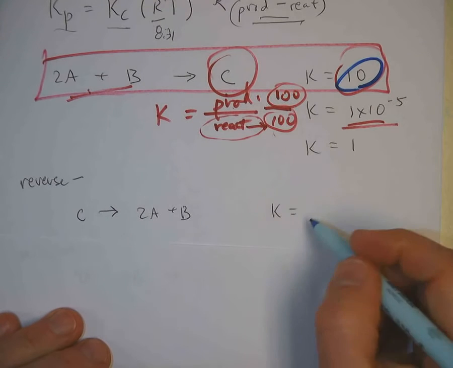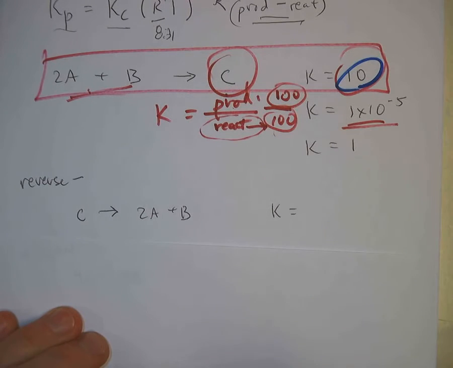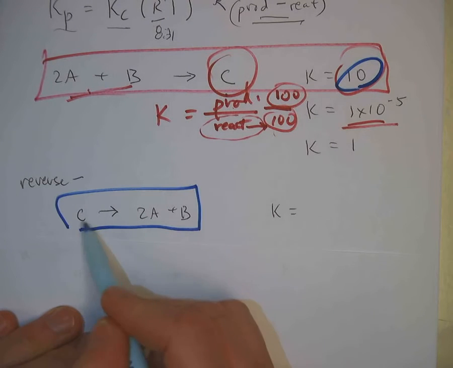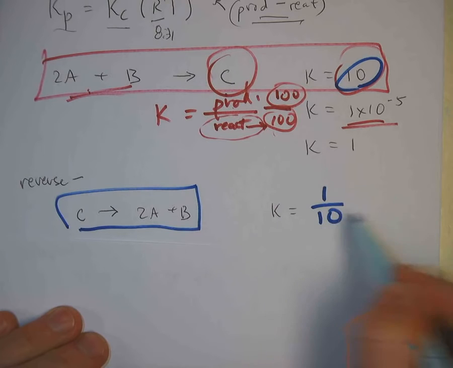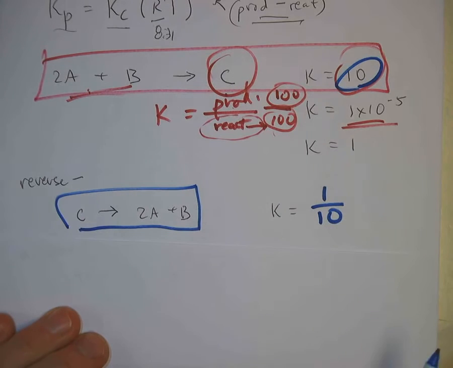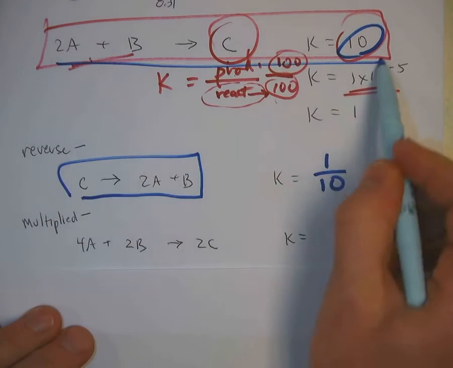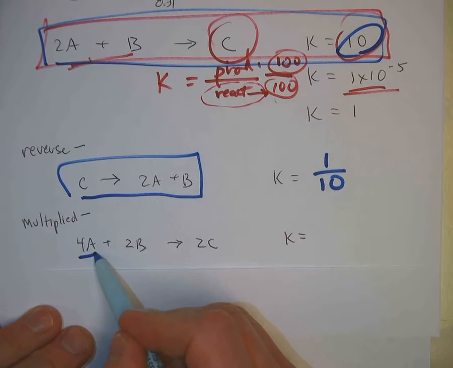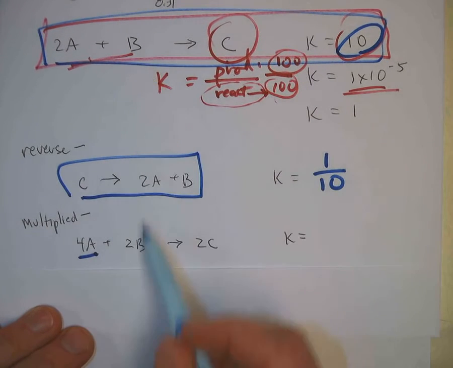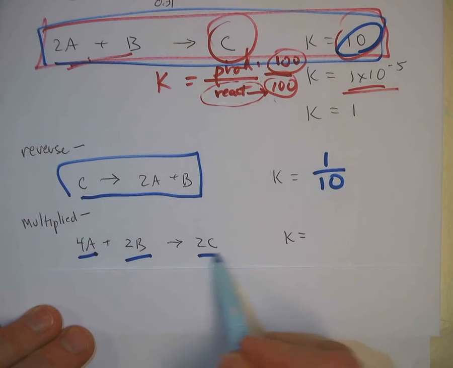No, no, no. Remember, you always do the one mathematical operation that's more powerful than this one. And so it would be 1 over 10, or the inverse of 10. How about if I multiply the reaction? Now I've got this reaction right up here, but instead of 2A, it's 4A. And instead of B, it's 2B. And instead of C, it's 2C.